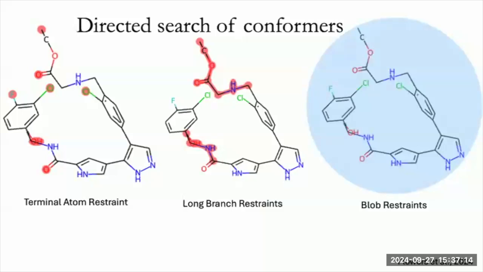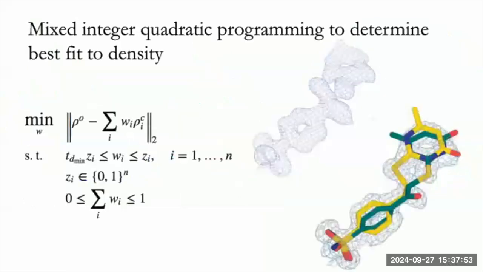And so we put different constraints on generating these conformations, including restraining terminal atoms where they were initially modeled, restricting certain areas of the ligand, either restricting the long branch portions, or restricting the base of the ligand and letting the branch move about, and then also doing blob restraints, or restricting within that binding pocket. We used the same mixed integer quadratic programming to determine the best fit to density based off of all of our sampled conformations.